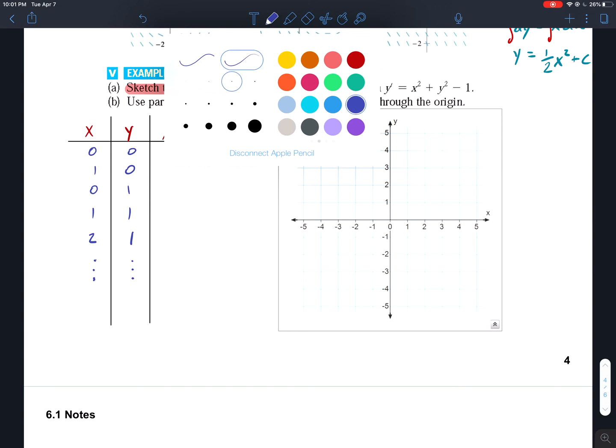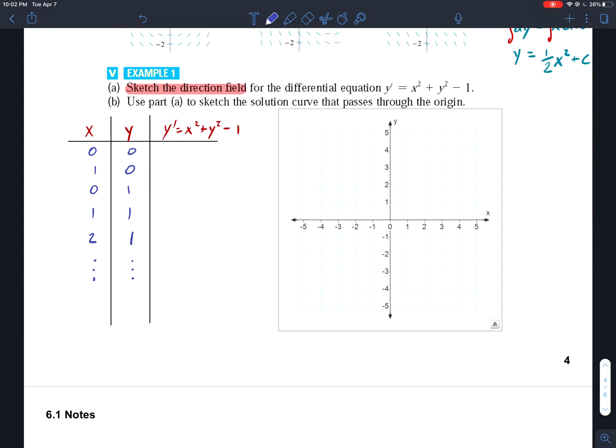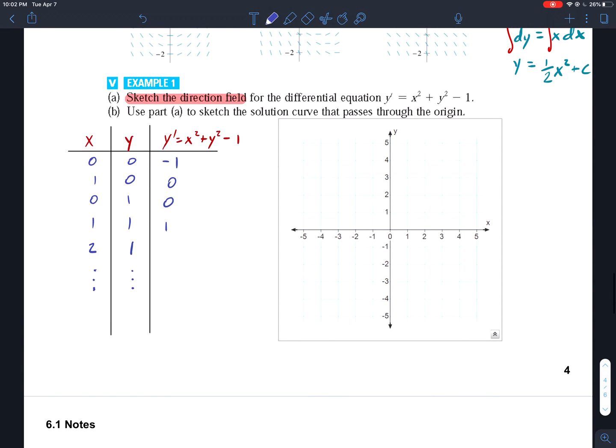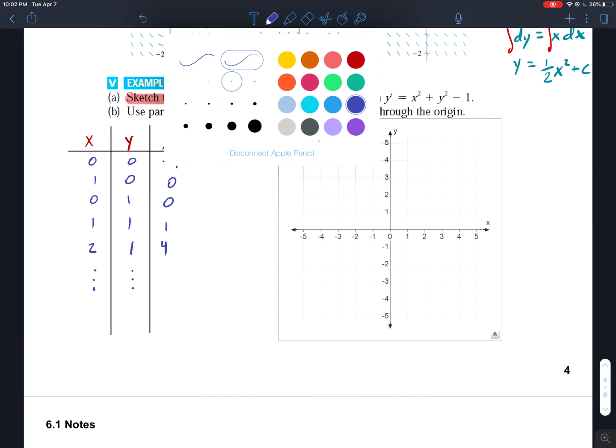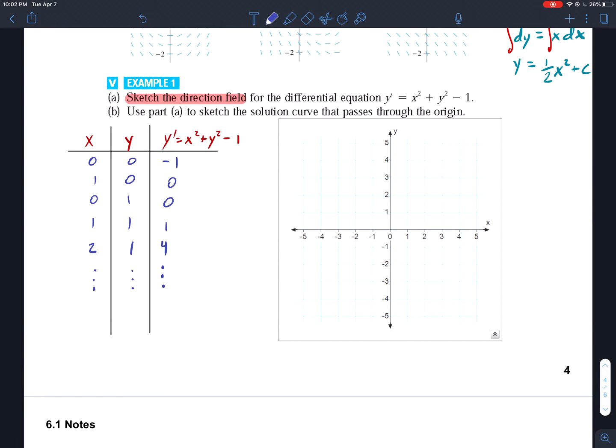Then if I'm using these values to plug into my function, let's just do this in our head. 0 and 0 plugged in here is going to leave me with -1. (1, 0) is going to give me 0. (0, 1) is going to give me 0. (1, 1) would give me 1: 1 squared plus 1 squared, that's 2, minus 1 is 1. And then (2, 1) would be 4 plus 1 minus 1, so 5 minus 1 is 4. All right? And I could keep doing this all day and getting as many points as I wanted.